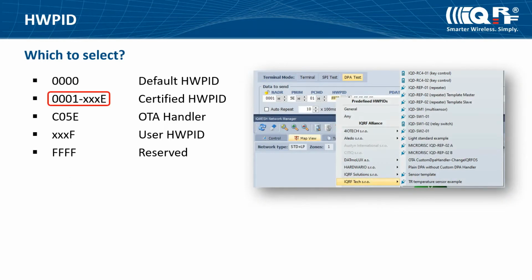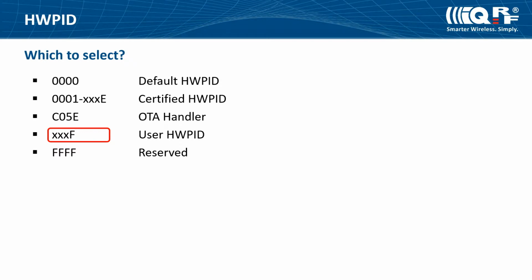Unique hardware profile ID values are allocated by the IQRF Alliance primarily for standard and certified devices in order to maintain its uniqueness. For non-certified products, such as examples and development, you can use the user hardware profile ID of the format ended with F. The hardware profile ID consisting of Fs specified in the DPA request matches any device.